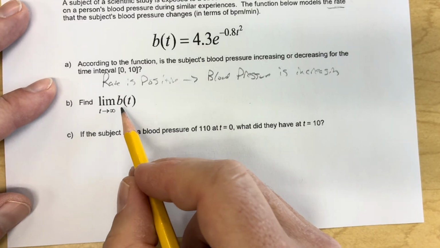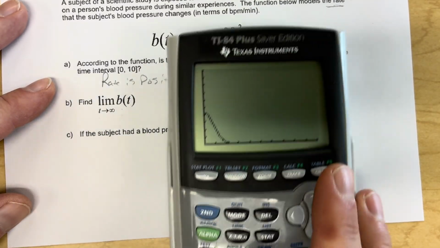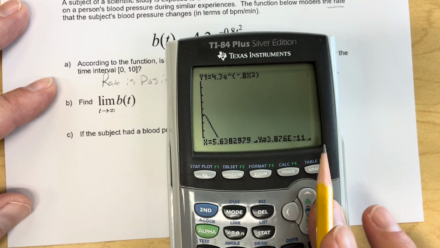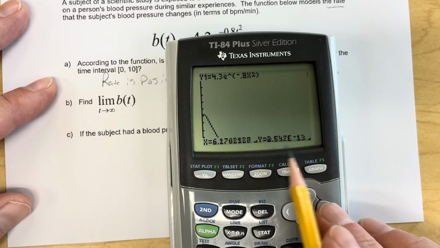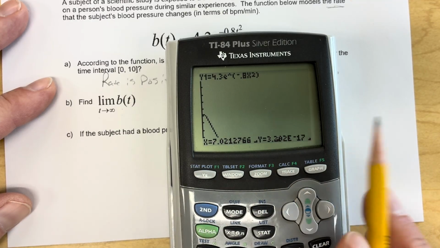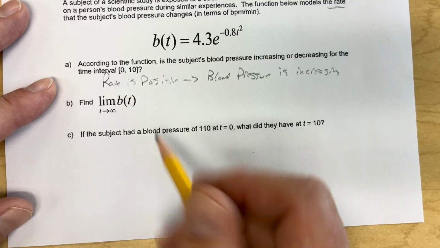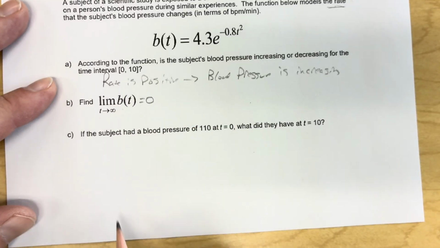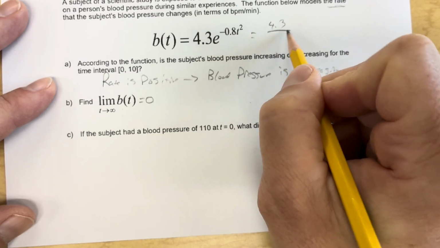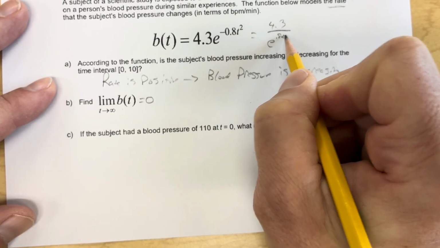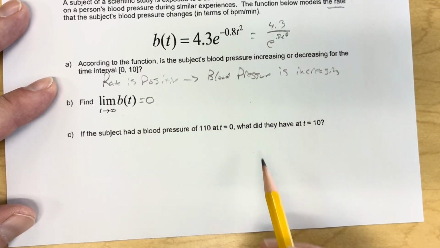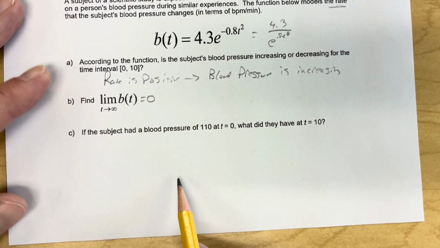Now, what's happening to B of t as time goes to infinity? Well, we can see that it's heading toward, if you hit trace, you can see that we're virtually 0 right here, and the further you go out, the closer and closer you're getting to 0. It's hugging that x-axis and will forever and ever. This limit is 0, okay? And that kind of makes sense because if you rewrote this as 4.3 over e to the 0.8 t squared, the bigger t gets, the bigger the bottom gets, and the smaller these values get. Okay, so that kind of makes sense then.